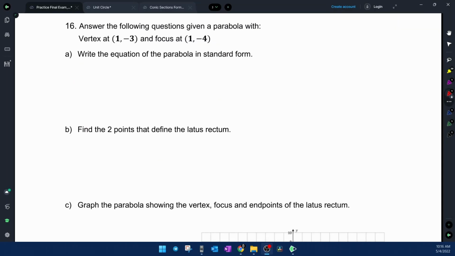Number 16, answer the following questions given a parabola. So we know we're working with the parabola. They give me the vertex and the focus. And what I want you to focus on is the fact that our x coordinates are identical. So we're going to want to go to our parabola information sheet and see which equation fits this particular setup.